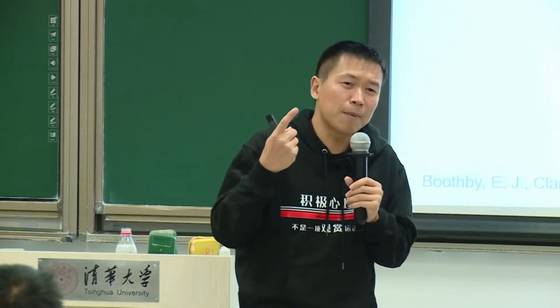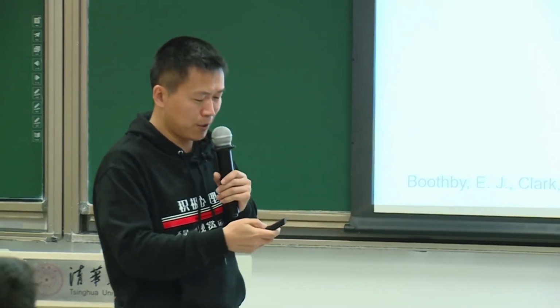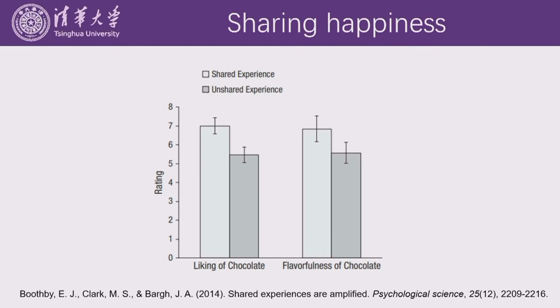If you are doing something that someone else is doing, then it turns out you actually like the chocolate more, and you think this chocolate is more flavorful. So that's very interesting research showing that we are truly social animals, right? Even if you don't know the other person, as long as this person is doing the same thing as you, you become happier. So what's the implication?